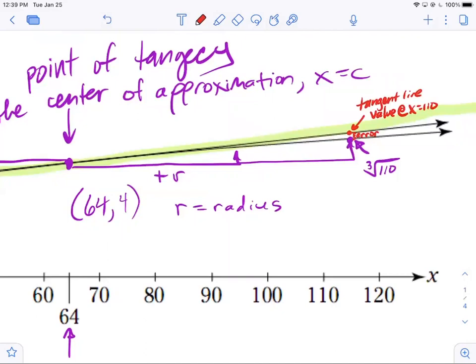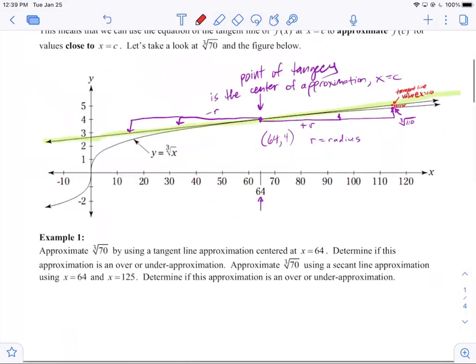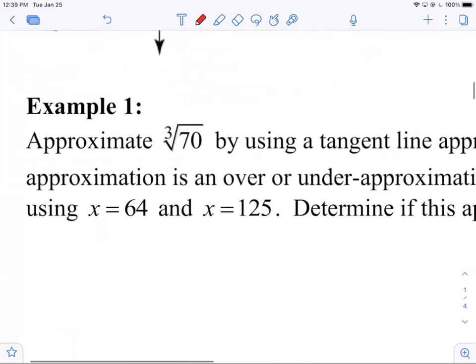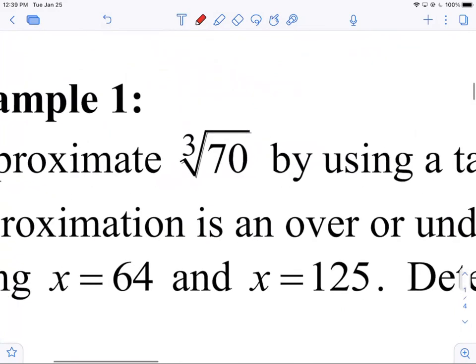For example, let's try 70. Let me show you how this is useful. We're going to approximate the cube root of 70 by using the tangent line, okay? Now, you're going to be given the center of approximation, you don't have to find one. But let's say you're at a math club meeting and you're challenging people in the audience to come up with a pretty good approximation of the cube root of 70. You would want to find the closest perfect cube to 70 that you could. So what would the perfect cube closest to 70 be?